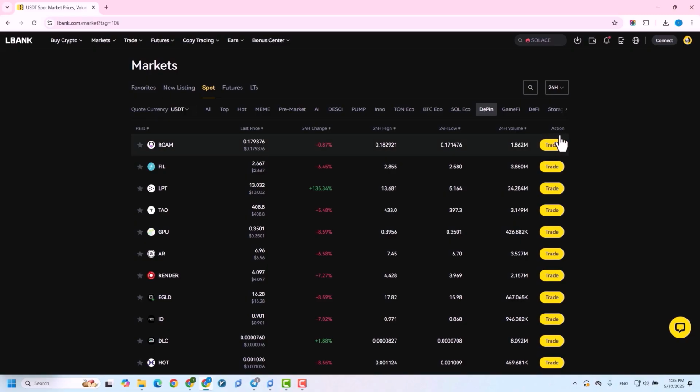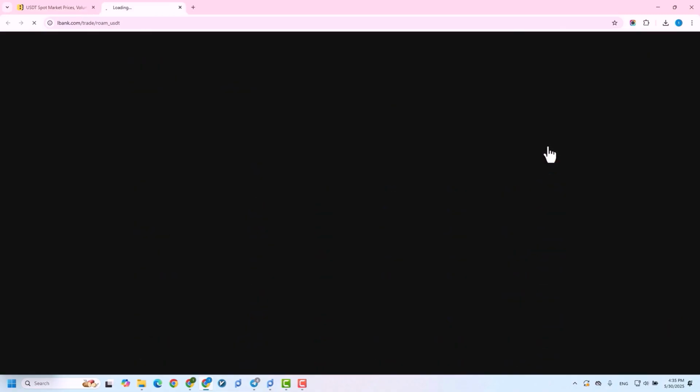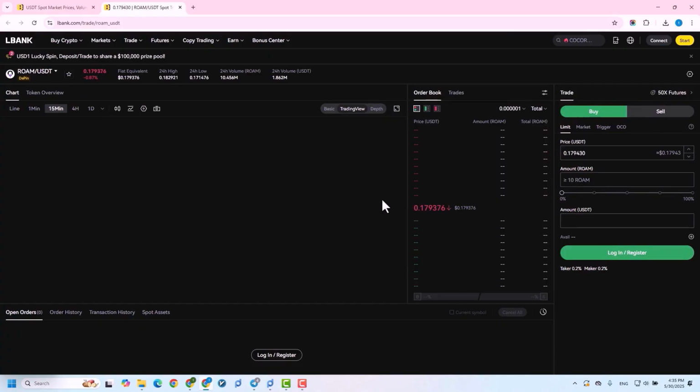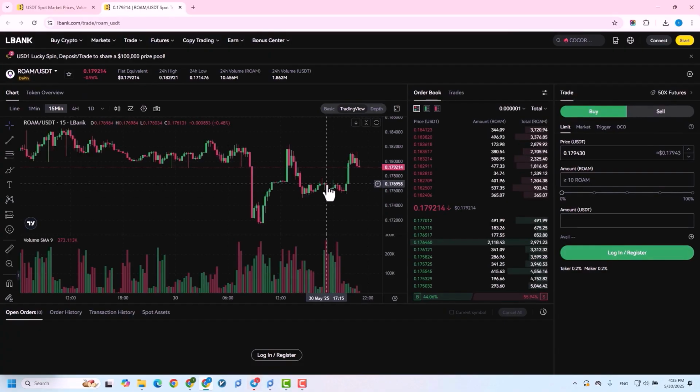In the operations section, there is a trade button which, when clicked, takes you directly to the trading page for the respective token, where you can start buying, selling, or analyzing. In this section, by entering your desired amount and clicking on the login or register option, you can open an account or log in to your account and proceed to buy and sell.